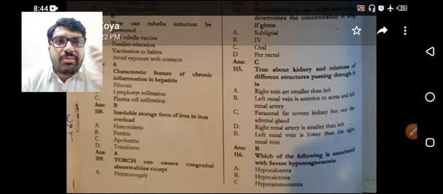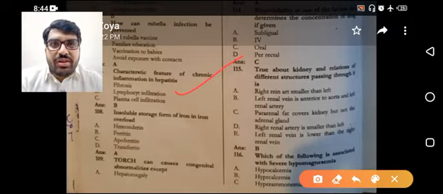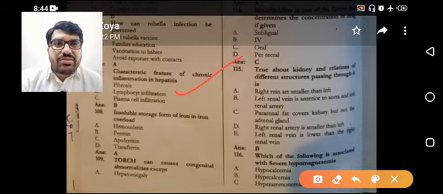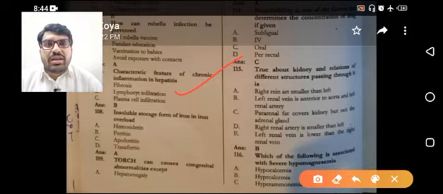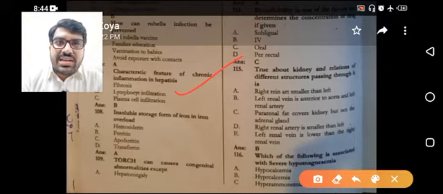Characteristic feature of chronic inflammation in hepatitis. Now the answer over here is lymphocyte infiltration. Chronic inflammation in hepatitis is lymphocyte infiltration. The fibrosis usually occurs in cirrhosis. Fibrosis is the term for cirrhosis, though in chronic inflammation there is lymphocyte infiltration and fibrosis both going on side by side, but the USMLE supports lymphocyte infiltration.